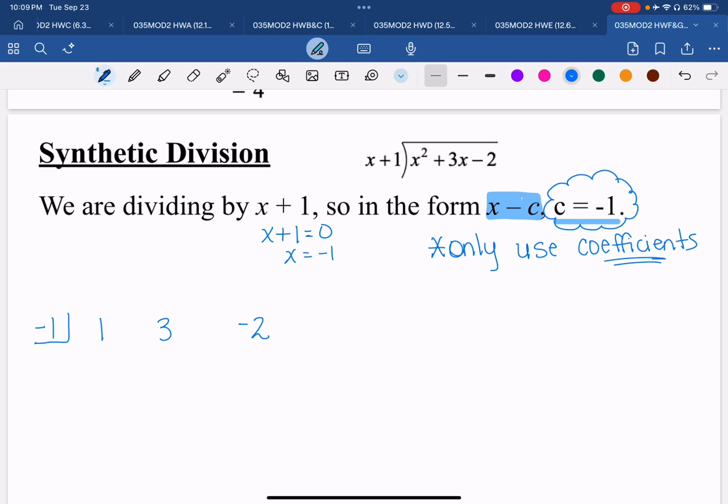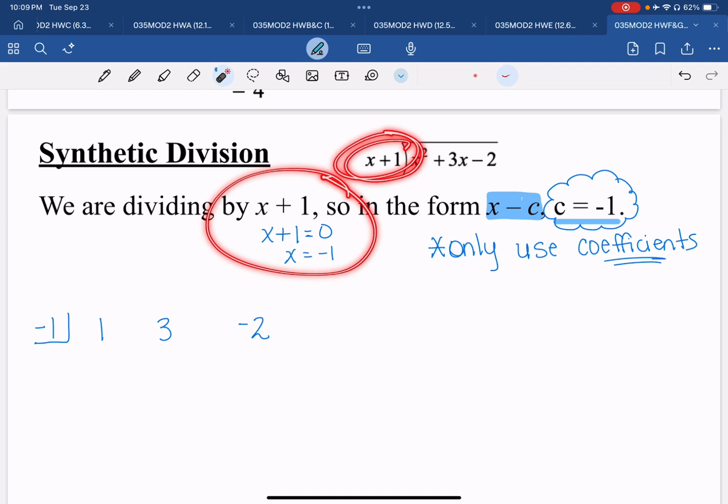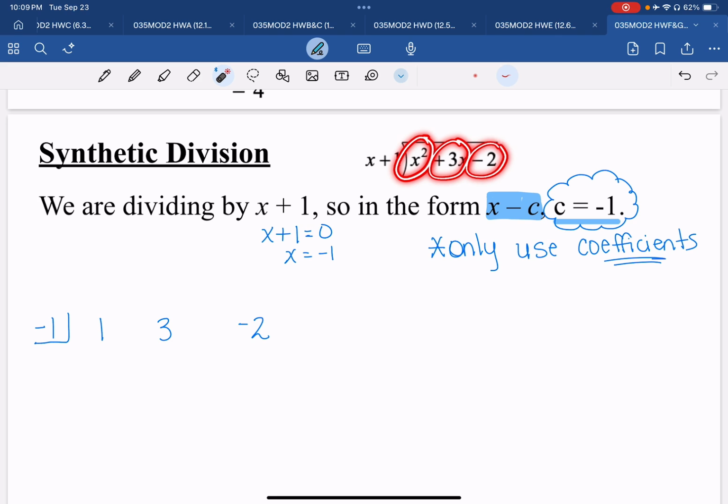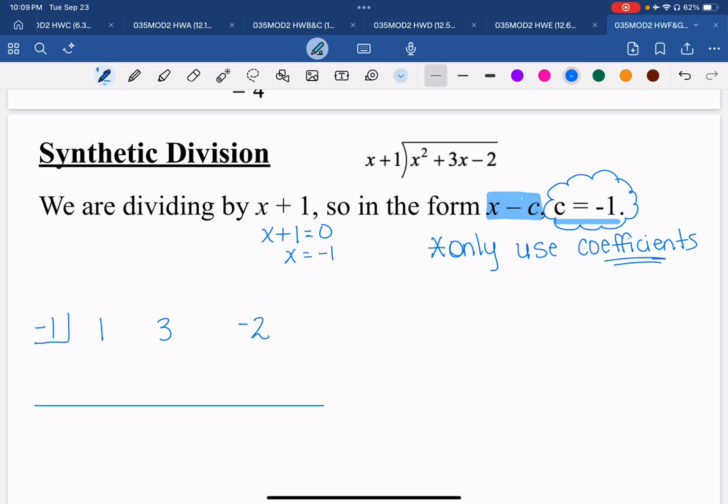So the negative 1 in the box comes from this, which comes from here. Then 1, 3, and negative 2. Now we're going to draw a line. Then that's our setup. Now we start solving.